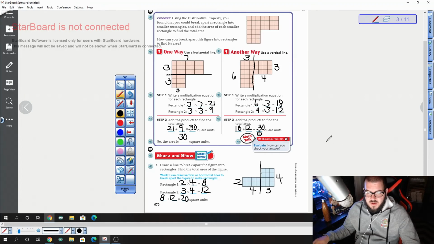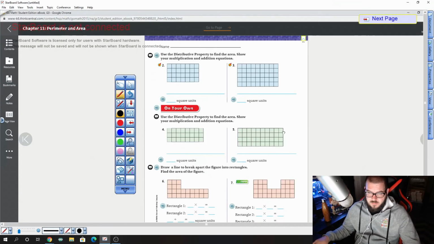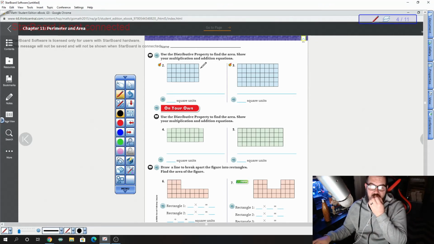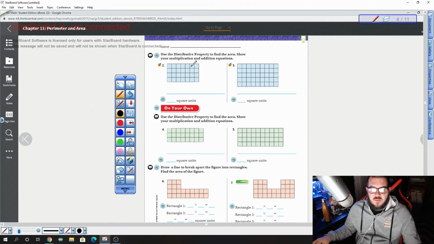Go ahead and move on to page 671. Number 2. Use the distributive property to find the area. Show your multiplication and addition equations. So again, instead of doing the whole thing, what we're going to do is cut this shape. A nice way to cut this one, I noticed, is that this is a rectangle, and we can cut it evenly if we go horizontally here.